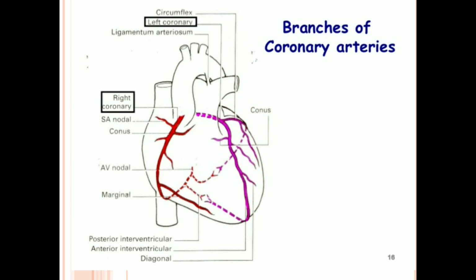So what are the branches arising from it? You can see the SA nodal branch. One artery is called the conus artery, and you can see it is anastomosed with the left conus artery. Next are the atrial branches. Next is the marginal artery, which runs along the inferior border and reaches up to the apex of the heart. The most important one is the artery running posteriorly, called the posterior interventricular artery, meaning between the ventricles.